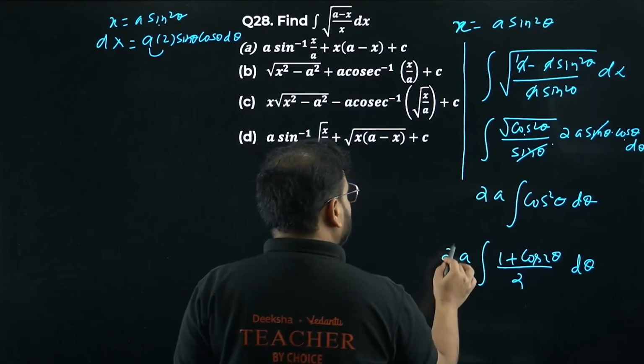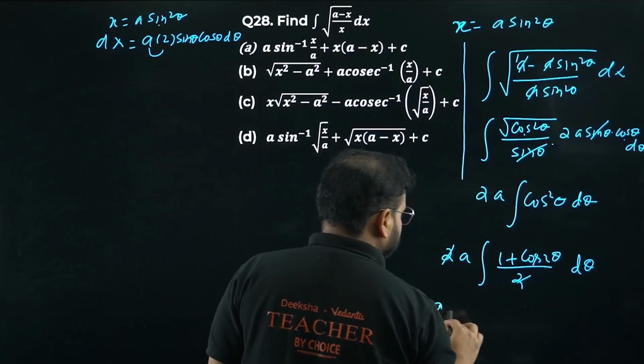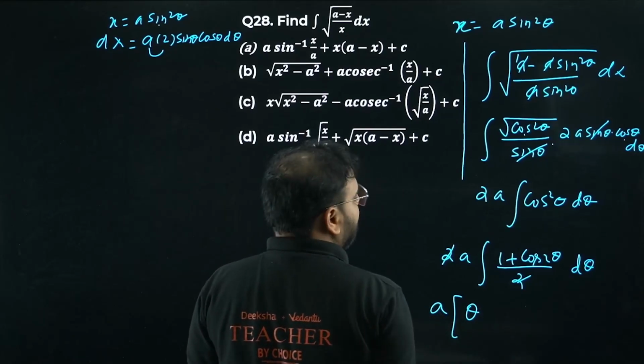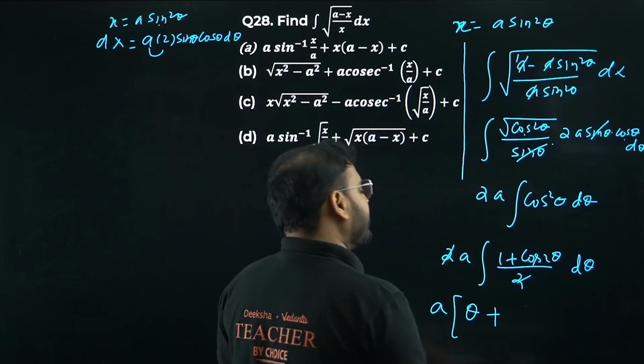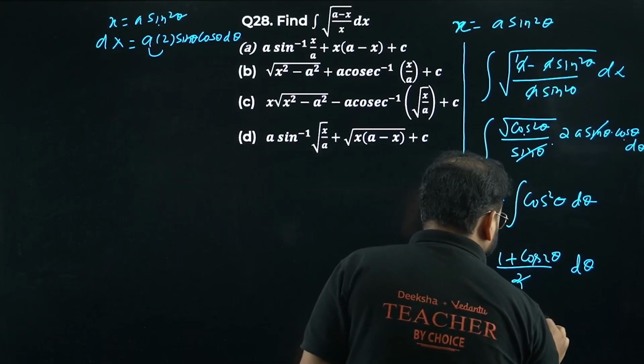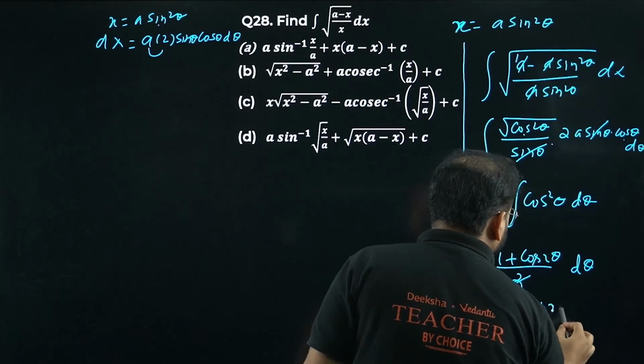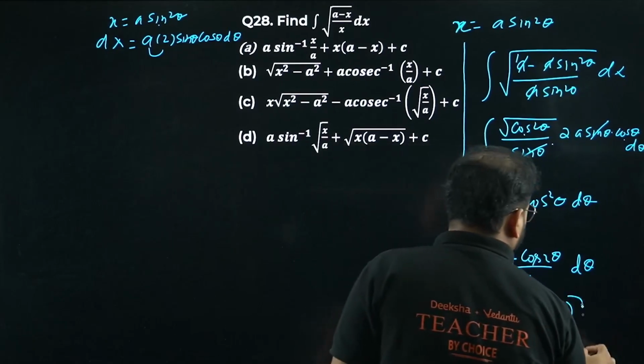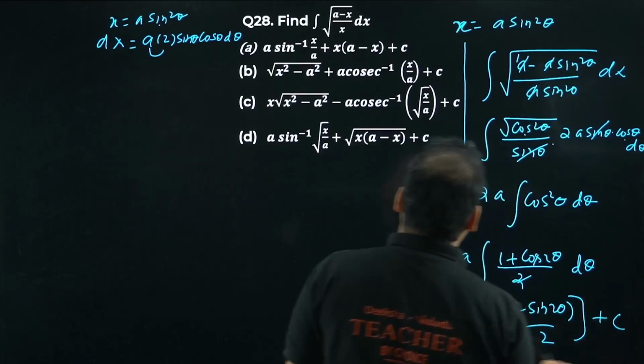Okay, this 2 and 2 is cancelled. I have here a as it is. Integrate 1. So I get theta over here and plus, please check, I get integration of cos, so will be sine 2 theta divided by 2. Okay, of course, like this you'll have plus C also.